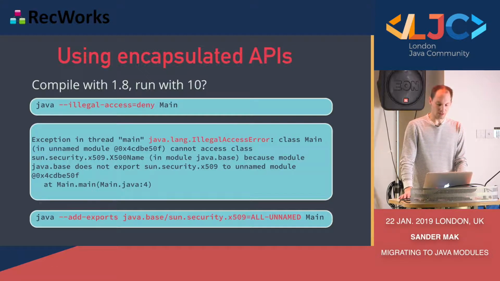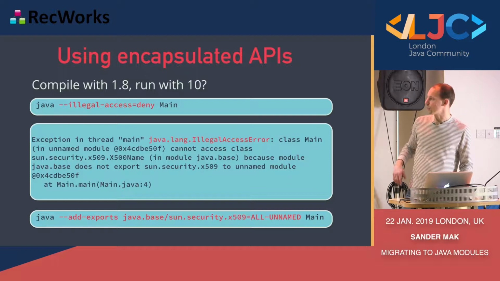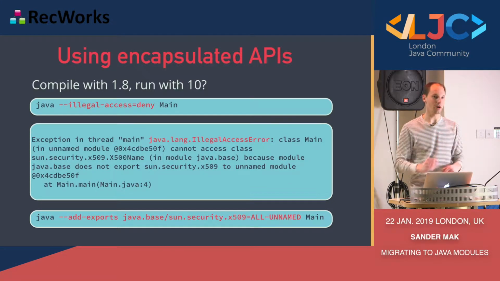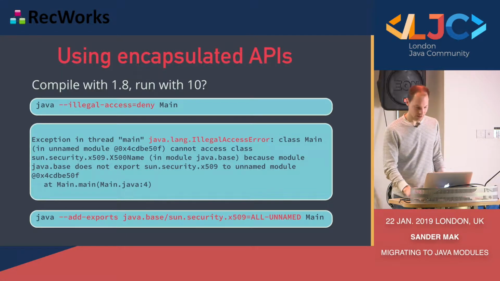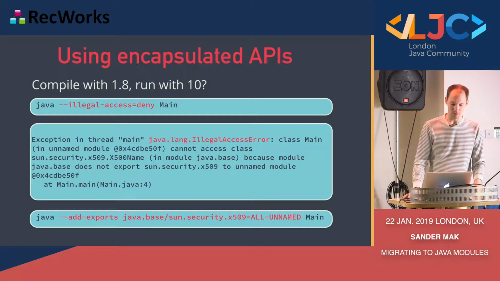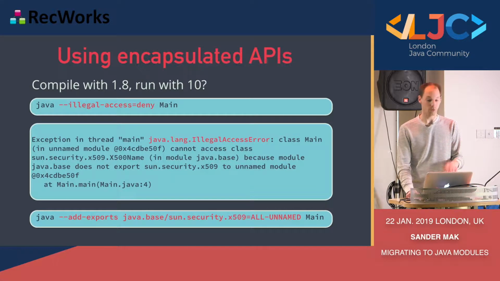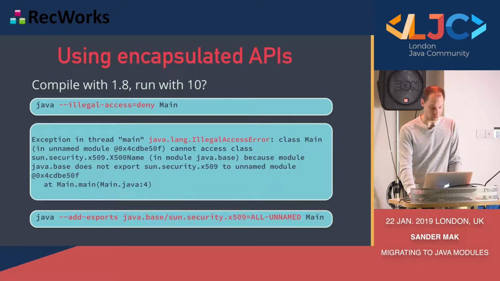In this case of the Sun Security example, what happened is that we wanted to use a class that's part of an encapsulated package. If we cannot change that or don't want to change that yet in our code, or maybe in a library, then you can use the add exports flag. And it has the same syntax as the add opens, and we'll discuss a little bit about the difference between opening a package and exporting a package later. But using this flag, you can also make this code run on Java 10, 9, or 11.